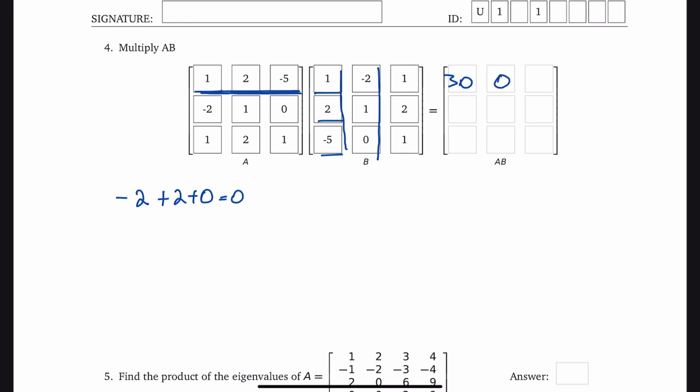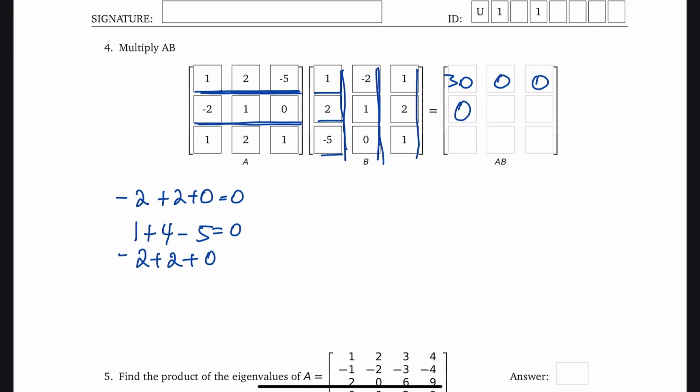If you multiply the first row to the third column, what you get is 1 plus 4 minus 5, which is also 0. It's going to be 0. The second row to the first column, it's going to be minus 2 plus 0, which is 0. The second row to the second column, it's going to be 4 plus 1, which is 5. And if you multiply the second row to the last column, it's going to be minus 2 plus 0, which is also 0.